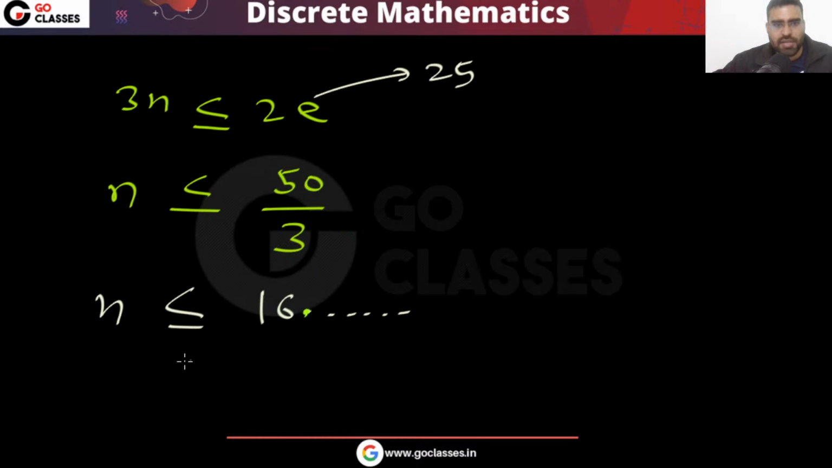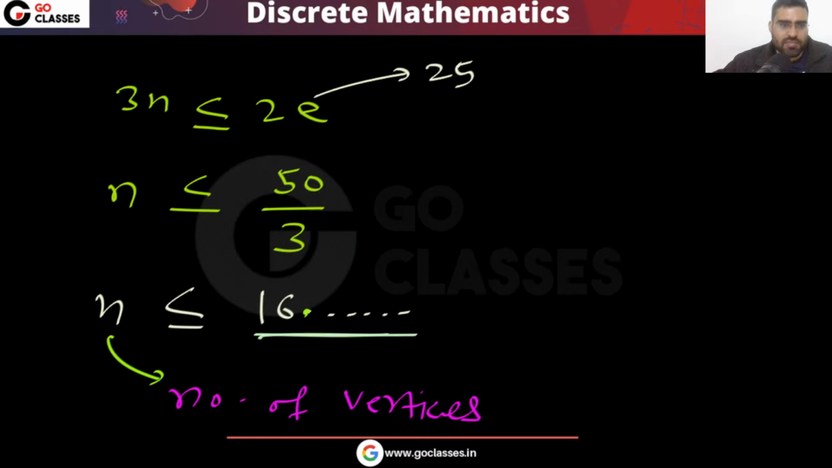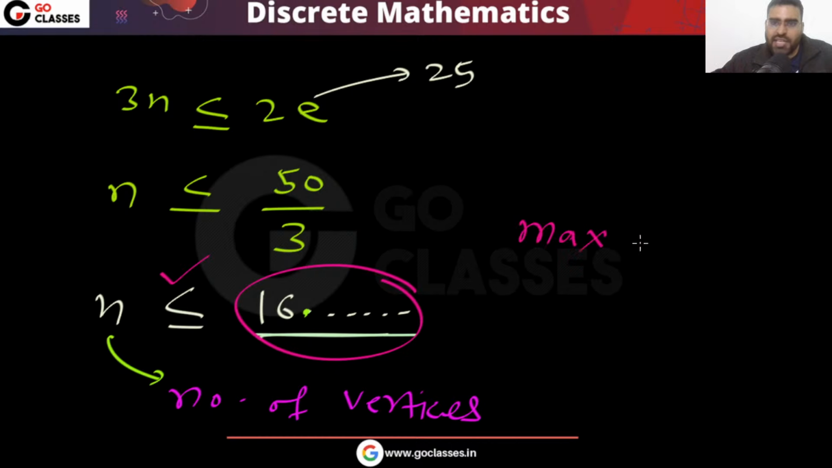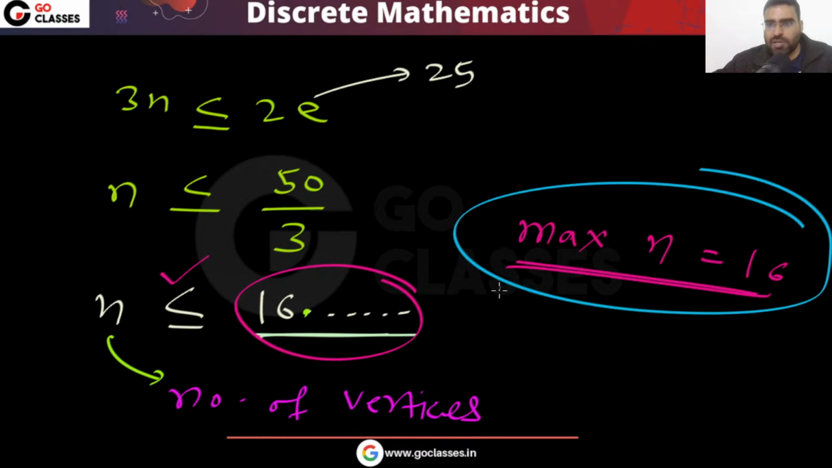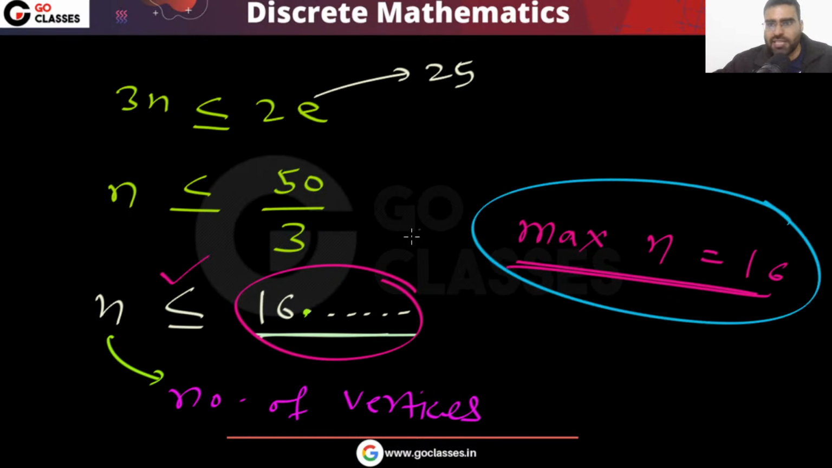You tell me, this is the number of vertices. Can it be a fraction? Can it be in decimal like this? This is the number of vertices, right? The number of vertices must be a positive integer. And this must be less than or equal to this. So the maximum value of n that is possible will be equal to 16.